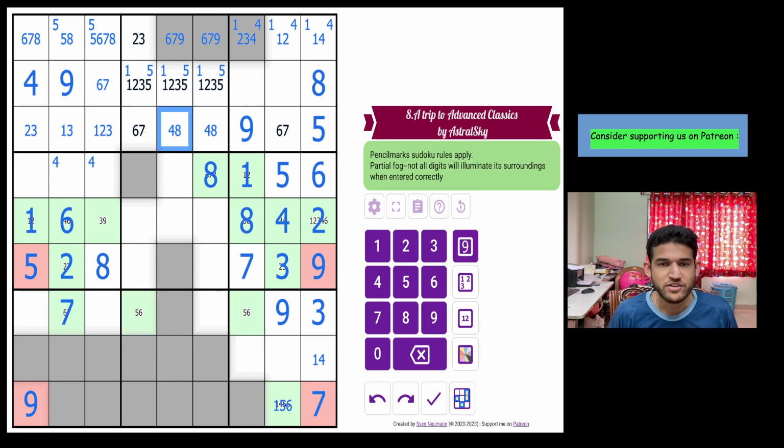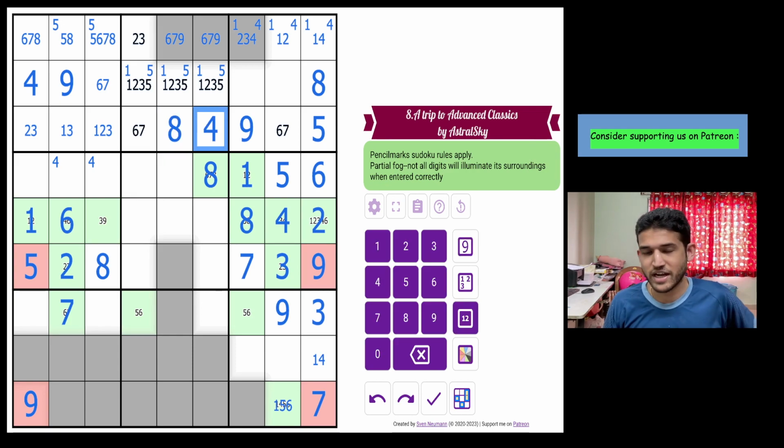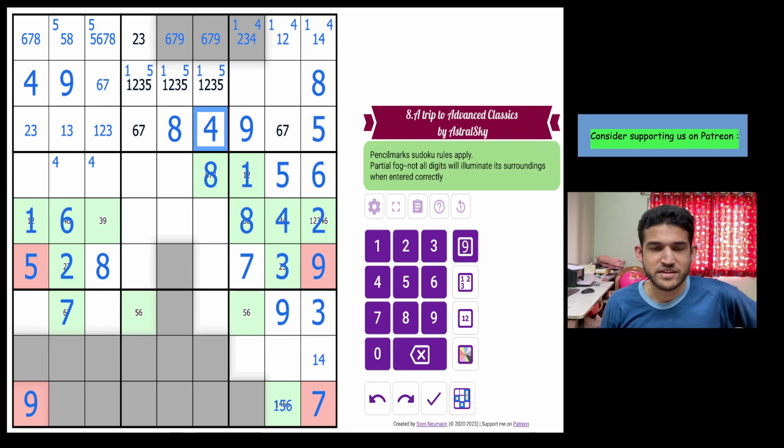So these are fun Sudokus to solve. Of course, they can't be put in a competition. Reason being that, there will be nobody to uncover the fog. So these can be put in software-based solvers, right, but not in contests.